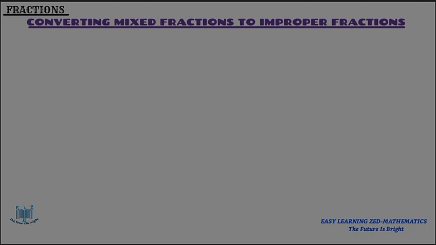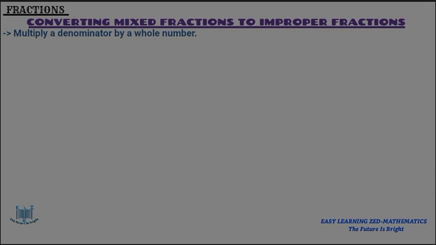Before you convert any mixed fraction into an improper fraction, you need to take note of these steps. The first step is to multiply the denominator by the whole number. A mixed fraction is one which has a whole number and a fraction. So you multiply the denominator of the fraction by the whole number. You will understand fully when I start demonstrating.